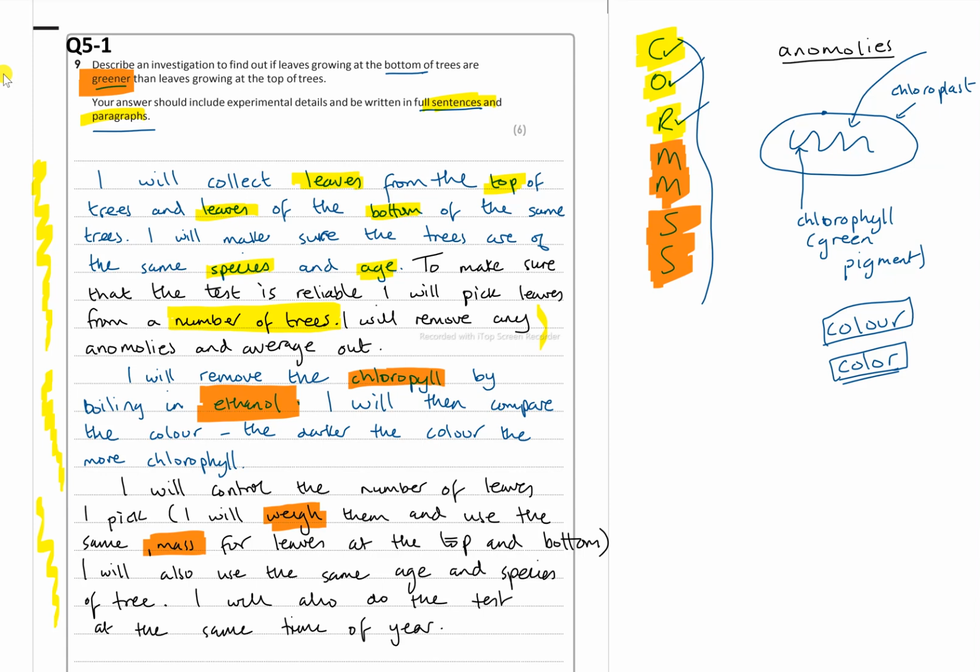I will also make sure that the age and the species of the tree are the same, because that can impact how green leaves are. I will also make sure that it's at the same time of year. Why? Because if I measured it in autumn, there'd be less green in there. If I measured it in early spring, there would be less green in there. And in the height of summer, maximum sunlight, there'll be really dark green.